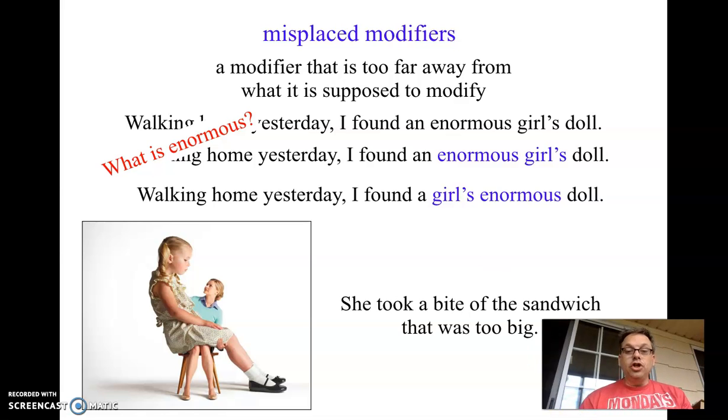Another example: she took a bite of the sandwich that was too big. Well, what is too big? Is it the sandwich that is too big or the bite that is too big? It could be either. But if it's the bite, we're going to need to move this closer to the bite. And we would probably say something like, she took too big of a bite of the sandwich. So being closer to what it's modifying makes it clear that the bite was too big.